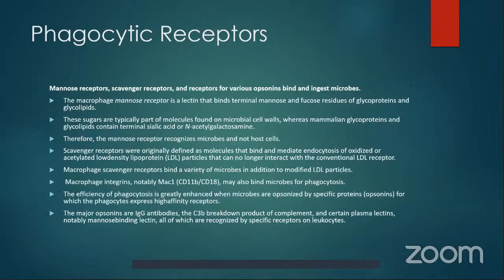The efficacy of phagocytosis is greatly enhanced when the microbes are opsonized by specific proteins. They are called opsonins. Basically, the microbe is made tasty so that the leukocytes engulf it more easily. These are what we call high affinity receptors. The major opsonins are IgG antibodies, the C3b breakdown product of complement, and certain plasma lectins, mainly the mannose binding lectin, all of which are recognized by specific receptors present on the leukocytes.